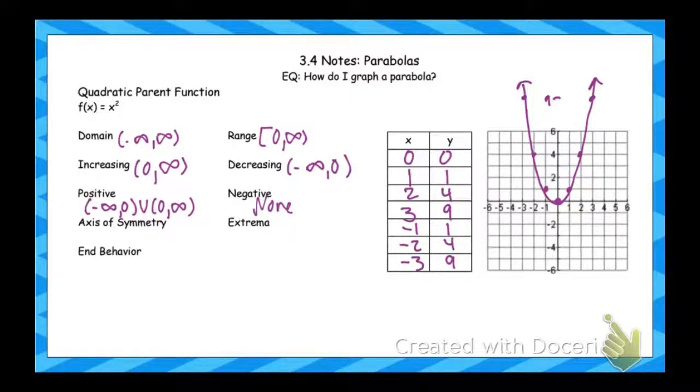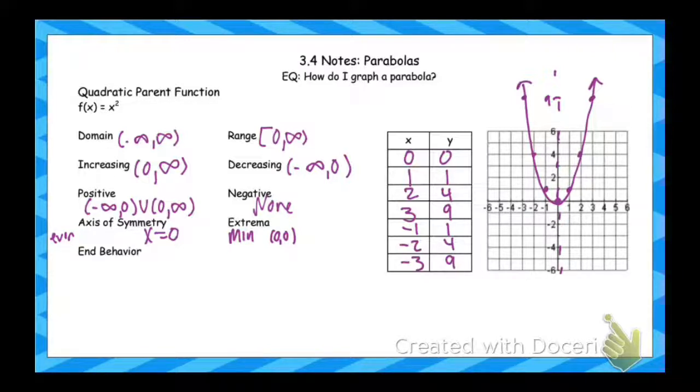Axis of symmetry: the parent function is even. It has y-axis symmetry. But the actual axis of symmetry is just going to be basically x equals that vertex. So in this case, it's x equals 0. Extrema: this graph has an absolute minimum, and that's at the vertex, which in this case is (0, 0). But our vertex is always going to be our minimum or our maximum.